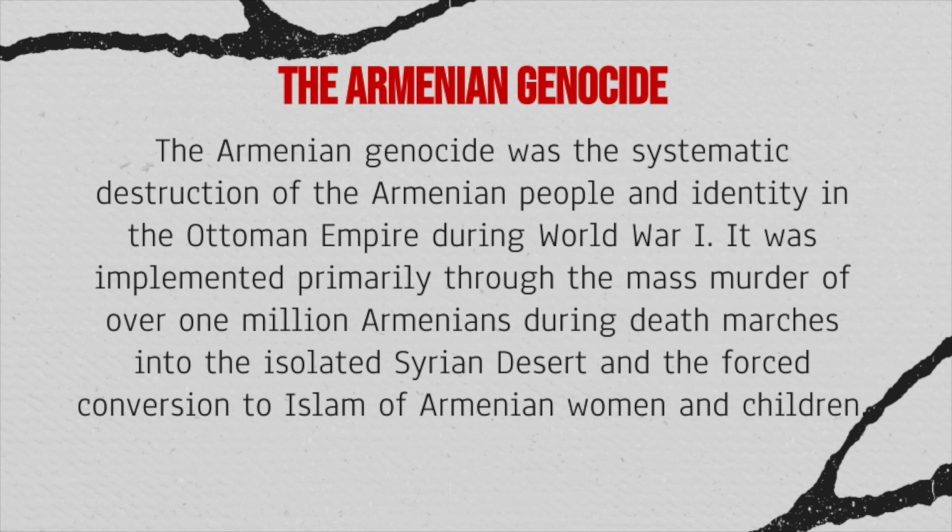The Armenian Genocide. The Armenian Genocide was the systematic destruction of the Armenian people and identity in the Ottoman Empire during World War I. It was implemented primarily through the mass murder of over 1 million Armenians during death marches into the isolated Syrian desert, and the forced conversion to Islam of Armenian women and children.